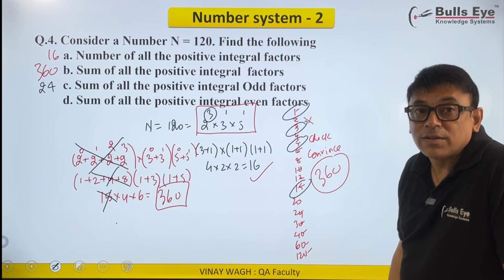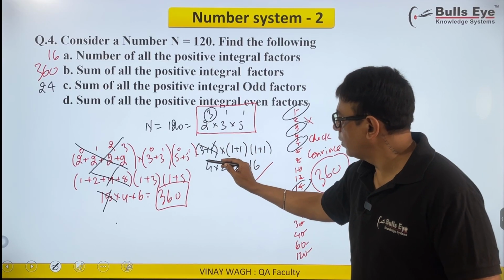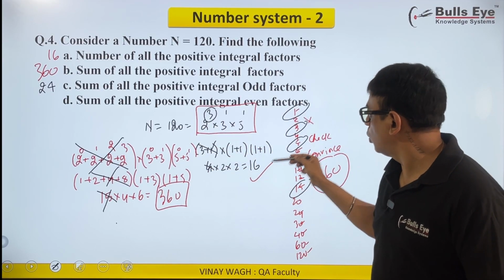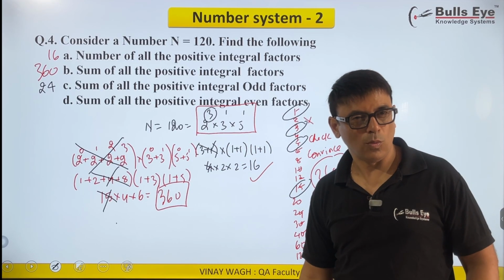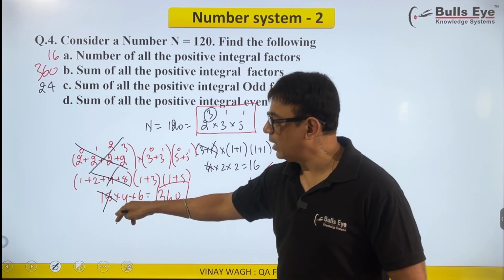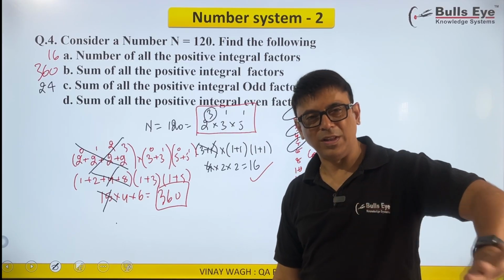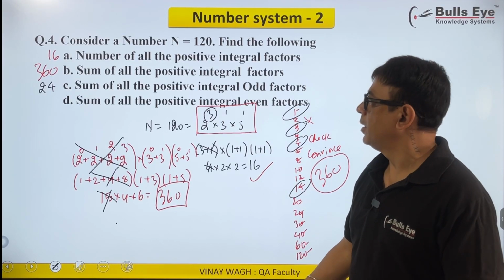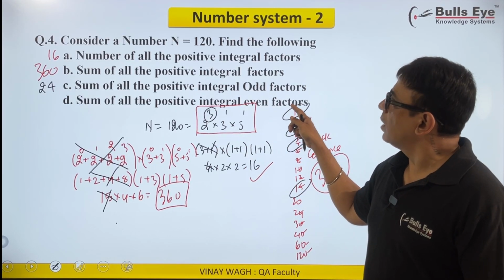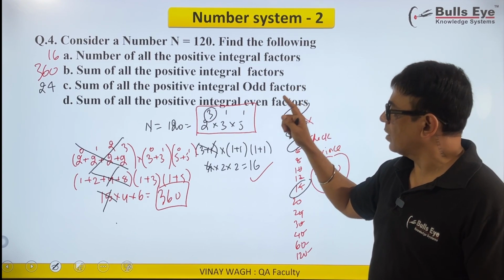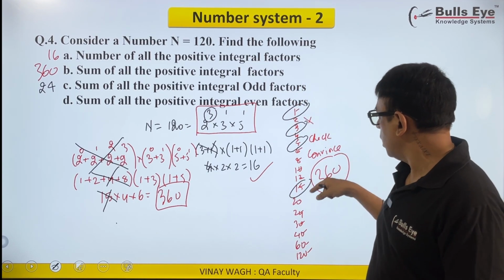How many odd factors are there? Again, omit this, 2 into 2, 4 odd factors are there. What is the sum of odd factors? Omit the even part. There's only one even prime number, and that is 2. So only the first part is to be omitted. Sum of all positive integral odd factors: sum of all factors is 360, odd is 360.